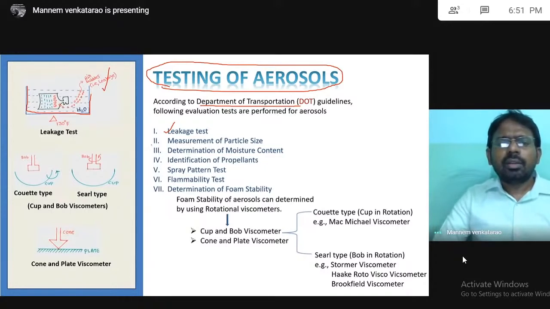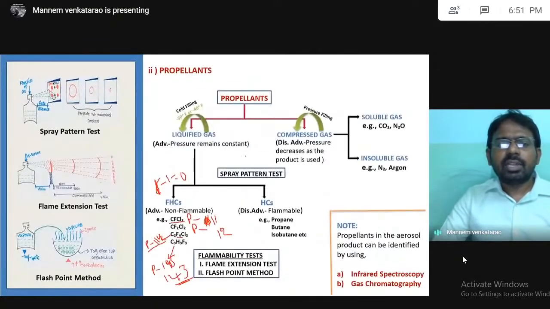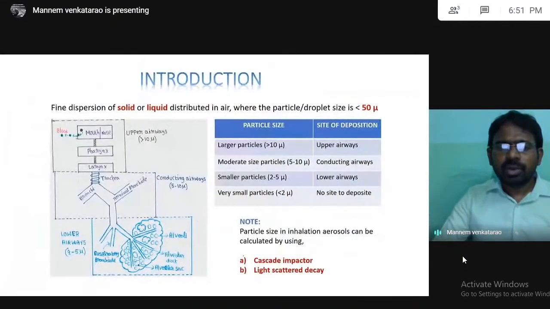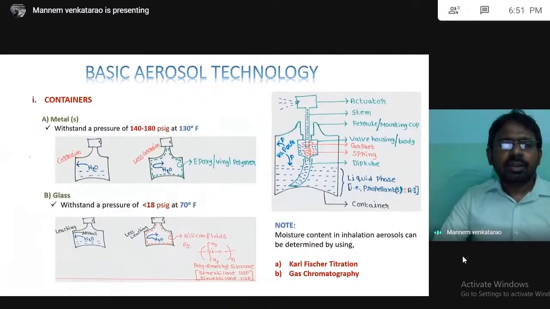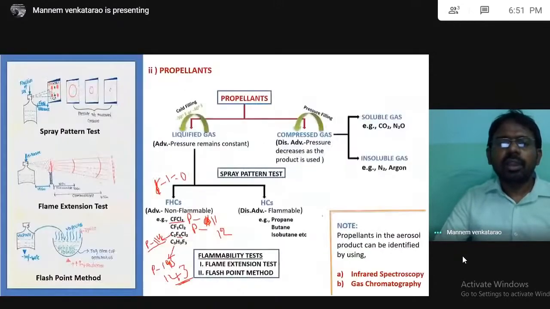Next, start from the introduction part. First is the importance of particle size. How can you measure the particle size? Cascade impactor, light scattering, decay. Next, in the containers, what evaluation test are you performing? All containers are sensitive to moisture. How can you determine the moisture content? Karl Fischer titration, gas chromatography.